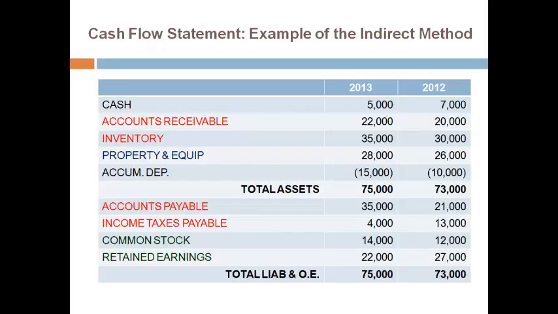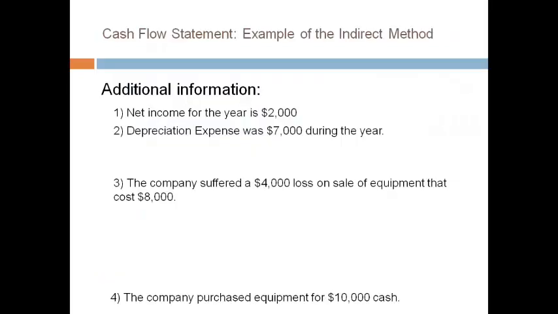We will prepare an indirect cash flow statement for the company with this balance sheet. Take a moment to notice the different types of assets and liabilities the company has and the changes to each account. Changes in the current assets and current liabilities, noted in red, will be reported in the operating activities section. Property and equipment is a long-term asset, and cash changes will be reported in the investing section. Common stock and retained earnings are owner's equity accounts, and cash changes will be reported in the financing section.